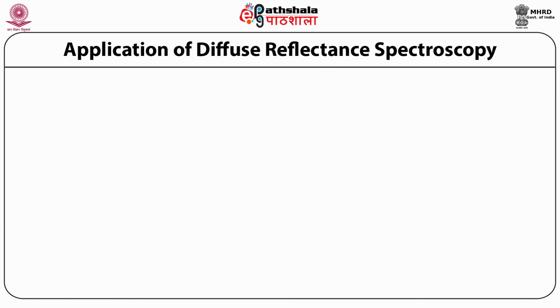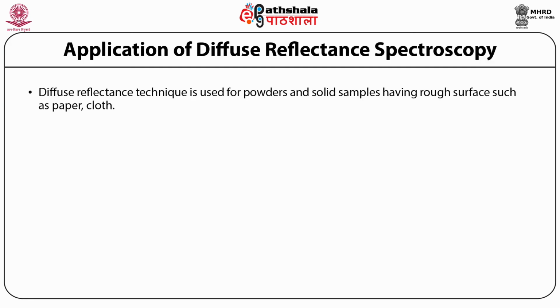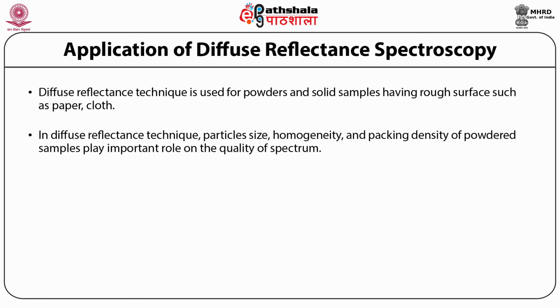Application of diffuse reflectance spectroscopy. Diffuse reflectance technique is used for powders and solid samples which have a rough surface, such as paper or cloth. In diffuse reflectance technique, particle size, homogeneity, and packing density of powdered samples play an important role in the quality of the spectrum. A sample with smaller particle size having narrow size distribution is preferred. Thus, in order to obtain a qualified spectrum, the sample should be ground into smaller size.